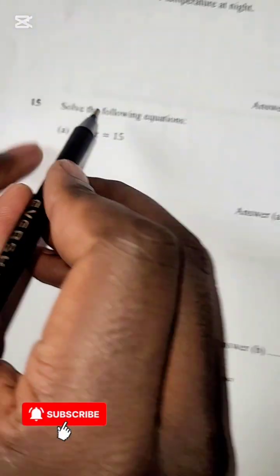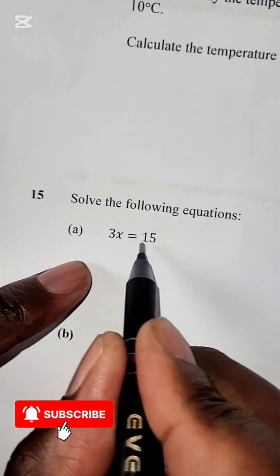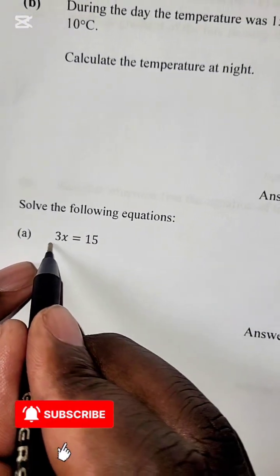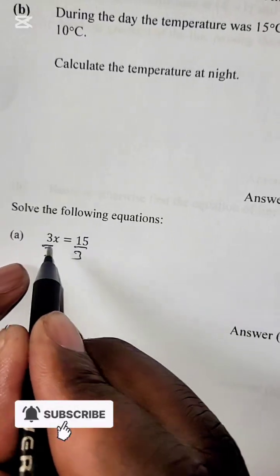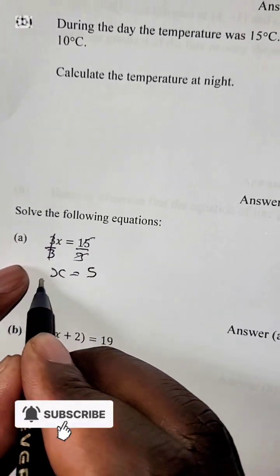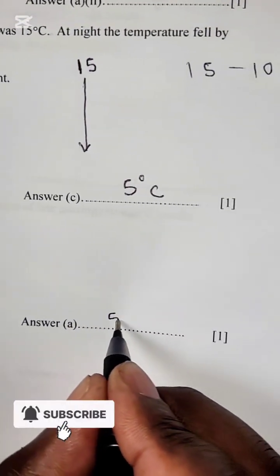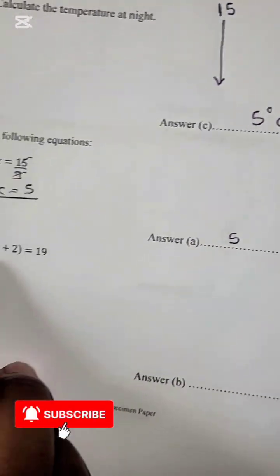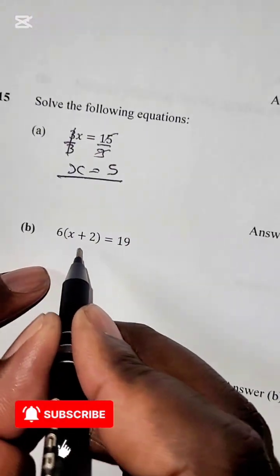Okay, solve the equation 3x = 15. We're going to divide by 3 on both sides. So x is equal to 15 divided by 3, which gives 5. So x = 5.